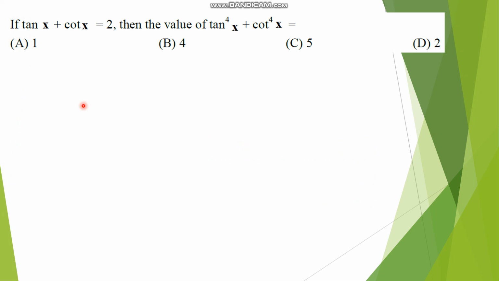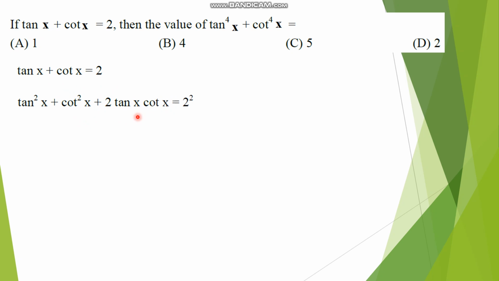If tan x plus cot x is 2, then the value of tan to the power 4x plus cot to the power 4x is. It's very simple. We can just find it by squaring twice. So tan x plus cot x is given to be equal to 2. When you square it, it is tan square x plus cot square x plus 2 tan x cot x.